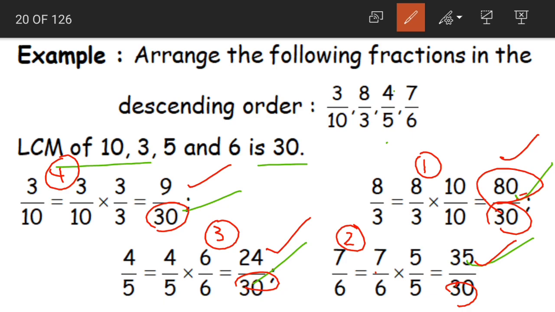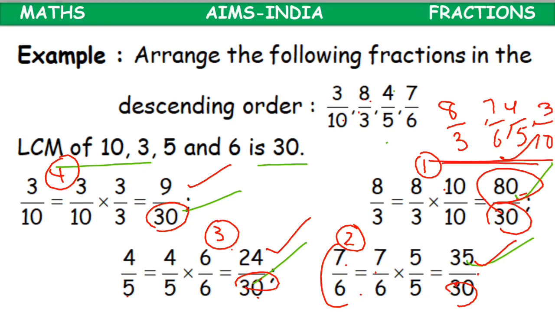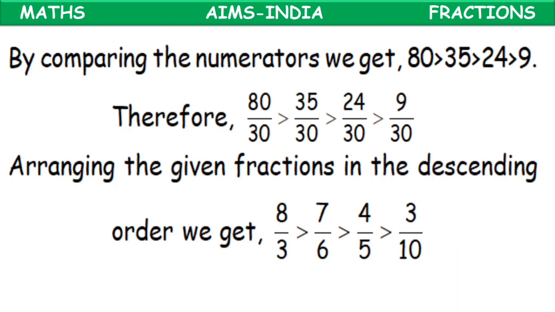But again, as I said, these are not the original fractions asked in the question. So we have to write them in the original form. 80 by 30 is nothing but 8 by 3. Then we have 35 by 30, that is nothing but 7 by 6. Then 24 by 30, that is nothing but 4 by 5. And lastly we have 3 by 10. So these are the fractions arranged in descending order. Yes children, I hope you have understood, right?